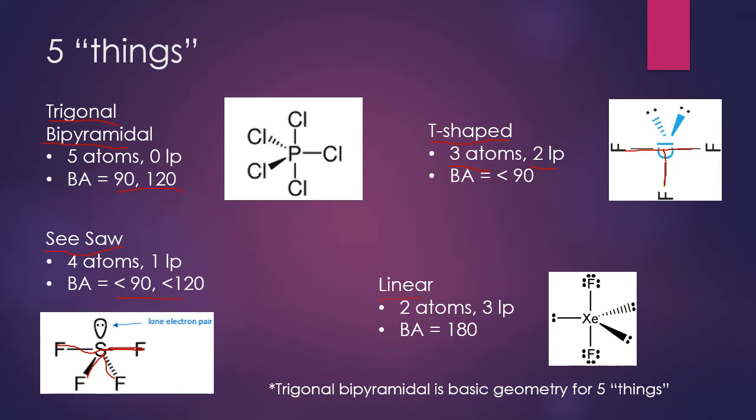Next, we have linear. This is where there are just 2 atoms around the central atom and 3 lone pairs for a total of 5 things. So you have a linear molecule from the fluorine to the xenon to the other fluorine.